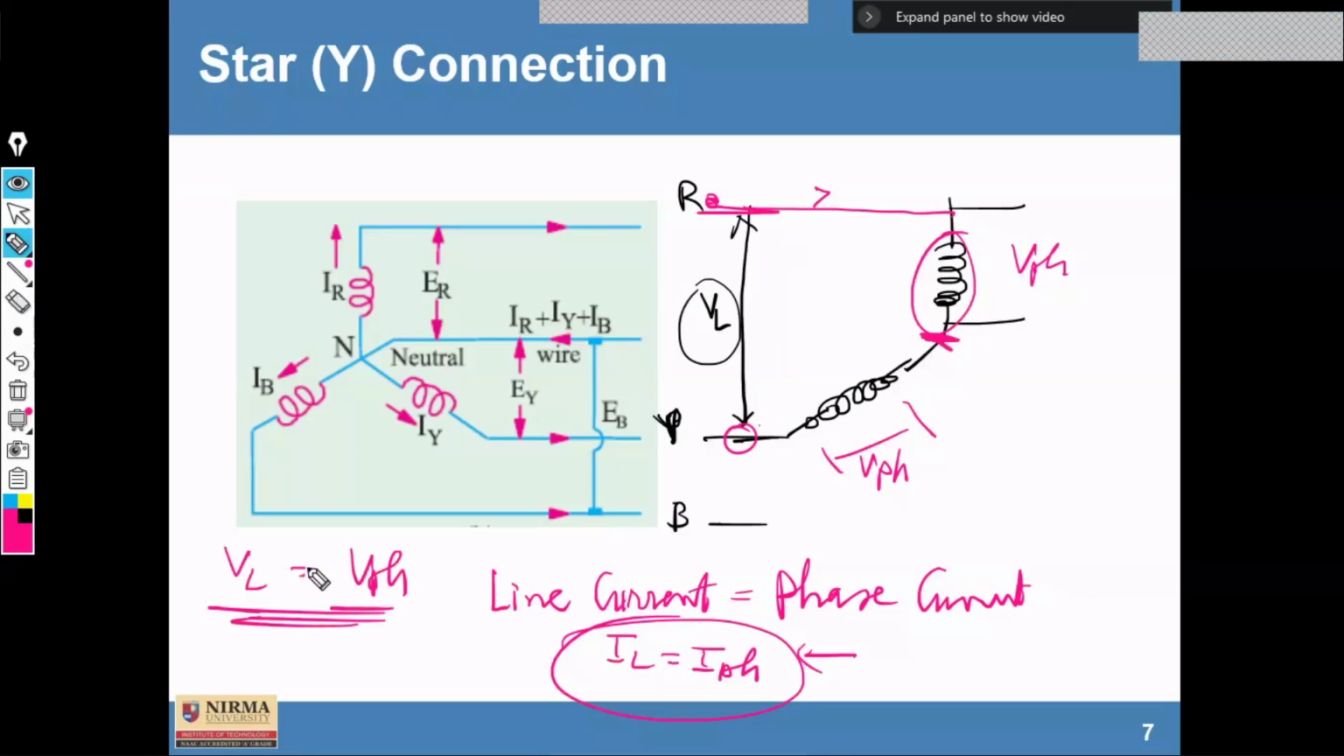And what is this relationship? That is VL is equal to root 3 times VPH, which we can derive with the help of a phasor diagram. So first of all, try to understand there is a relationship between line voltage and phase voltage, and that is root 3 times. We are going to derive this later on, right? But looking at the circuit, we can say that in star connection the line voltage and phase voltage are not equal, but the current flowing through each line is equal to the phase current. Is that clear?